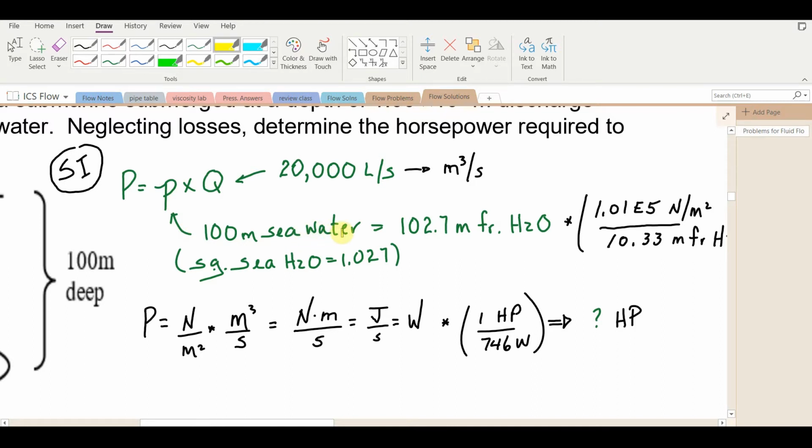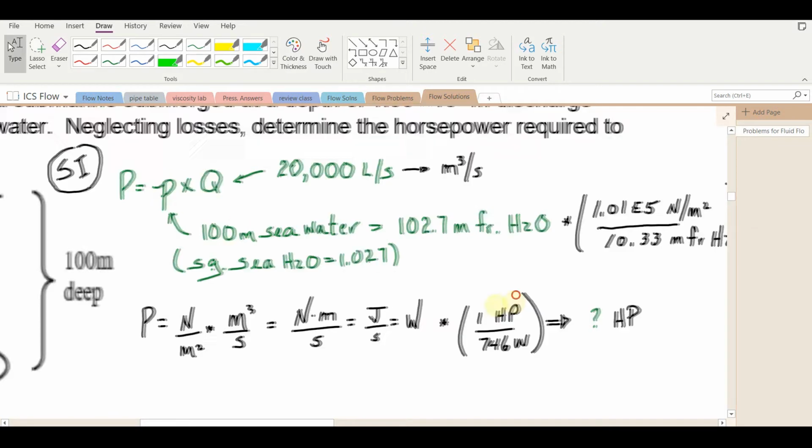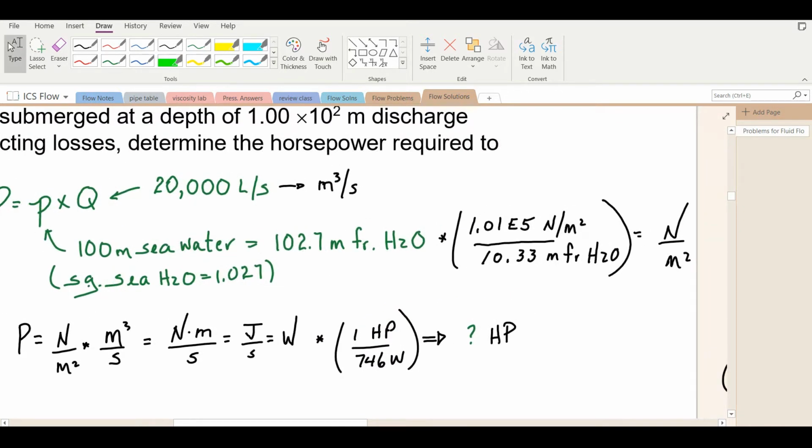Now it's a little greater than 100 meters of fresh water because the specific gravity of seawater is 1.027 times greater than that of fresh water. So 100 meters of seawater is equivalent to 102.7 meters of fresh water. Now in this equation we need to have units cancel. This will have to be units of newtons per square meter in the SI system.